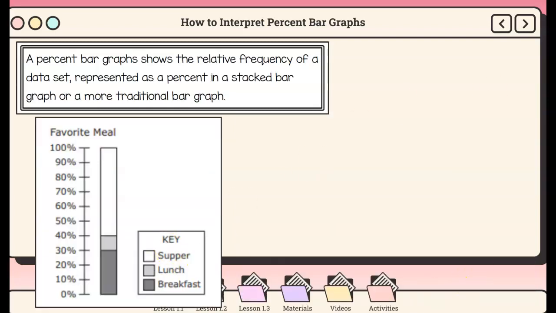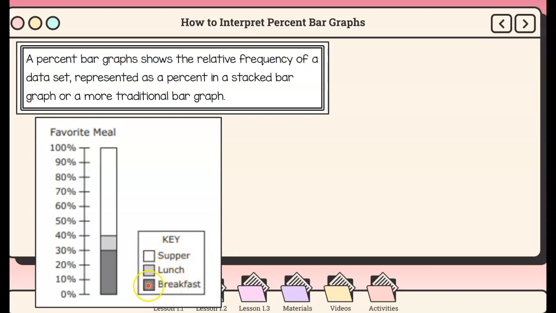Now, this is still a percent bar graph, but it looks a little different. You'll see the key here. We have breakfast, lunch, and supper. Supper is what my grandpa used to call it. Maybe your family calls it supper, but maybe your family calls this dinner. So breakfast, lunch, and supper or dinner.